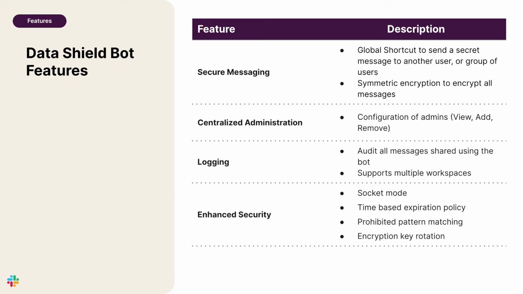First, it allows users to securely send messages so that only the intended recipient or group of recipients can reveal the message. It uses end-to-end symmetric encryption to encrypt all the messages as well. Second, it allows for centralized management of admins using the app home for the bot. Third, it enables admins to audit the history of all messages across multiple Slack workspaces where the Data Shield bot is deployed. Finally, it provides enhanced security features such as flexible data retention, data pattern matching, and key rotation.